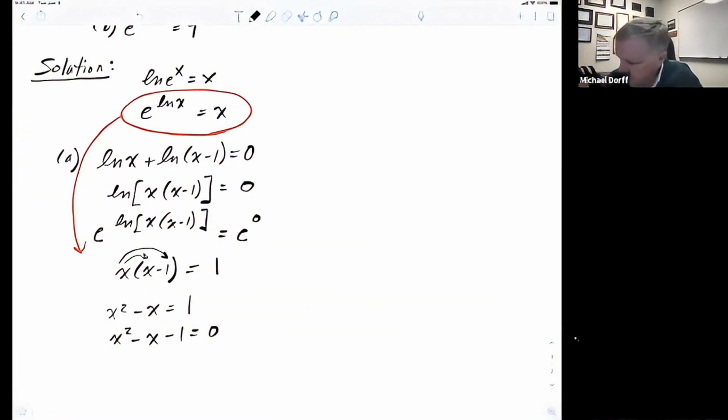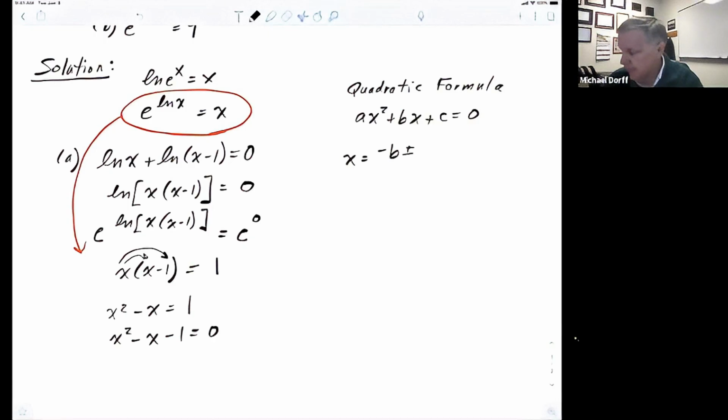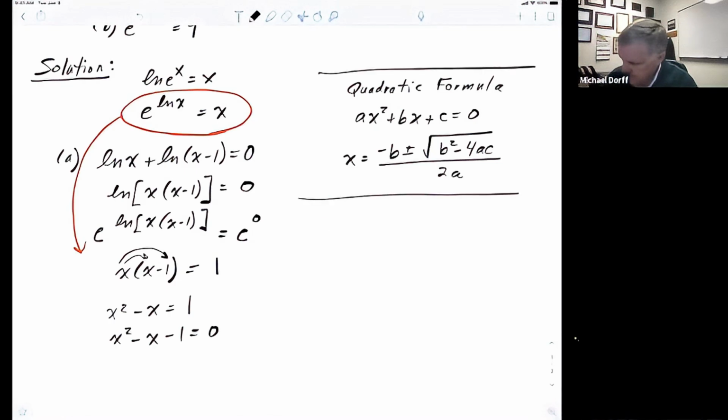So let's review the quadratic formula. The quadratic formula says that if I have ax squared plus bx plus c equals 0, then x is going to equal negative b plus or minus the square root of b squared minus 4ac, all over 2a. For our problem, I'm going to write it down again. It's x squared minus x minus 1 equals 0. So we have a equals 1, b equals negative 1, and c equals negative 1.